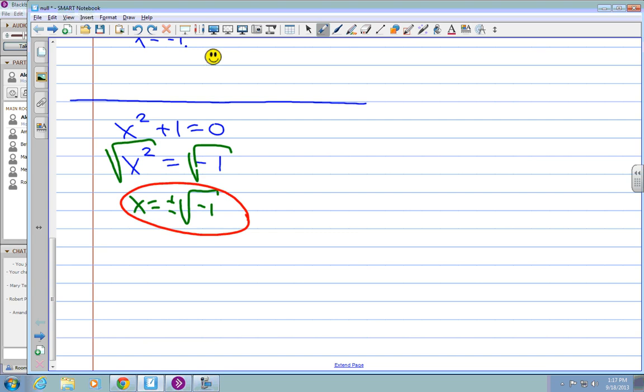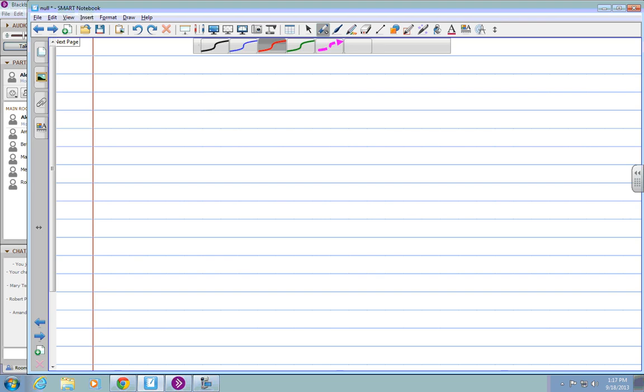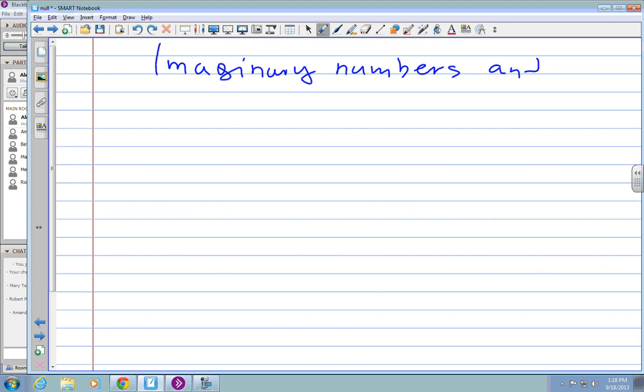We cannot touch them. We cannot feel them. I cannot find them on the number line. I cannot go to Home Depot and ask for an imaginary amount of lumber. They're made up. I cannot show you what an imaginary number is. But I know some of its properties. So here's the story. We're making up a whole new family of numbers so we can solve certain types of equations. Meaning we can take square roots of negative numbers. That's what we'll try to do. So imaginary numbers and complex numbers.